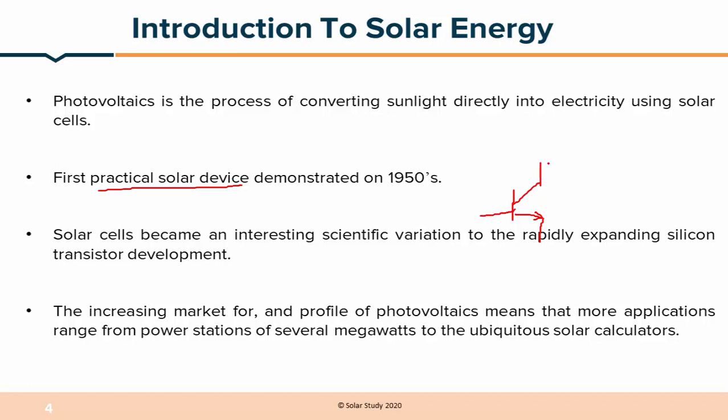So this is the basic symbol of a transistor. It contains emitter, base and collector. This is the basic symbol of a transistor. Due to this, we came up with the p-n junction diode. So this is the basis for the solar cell.